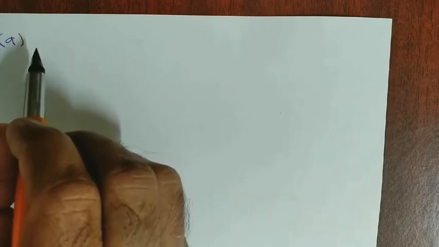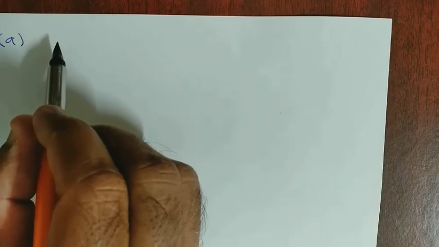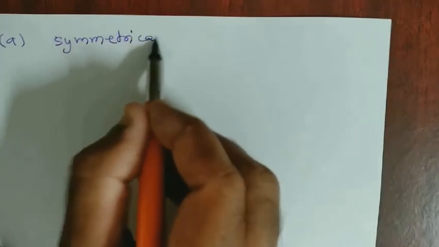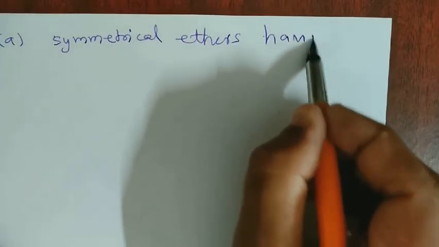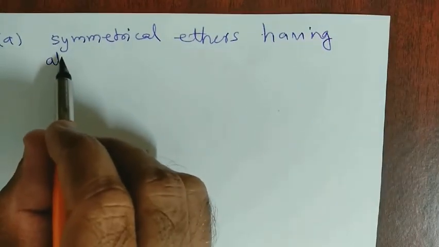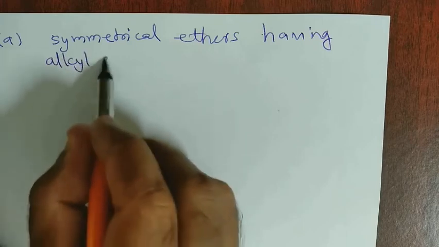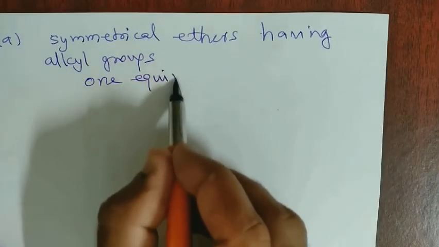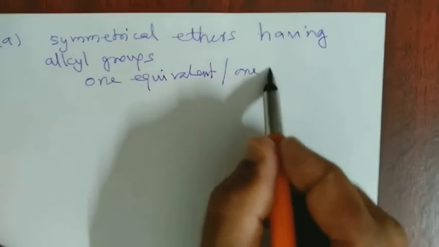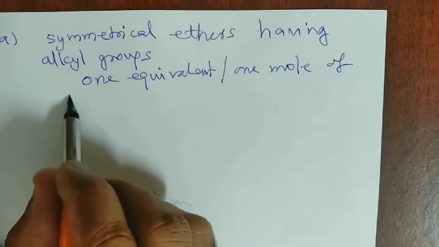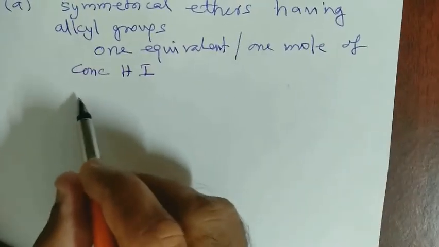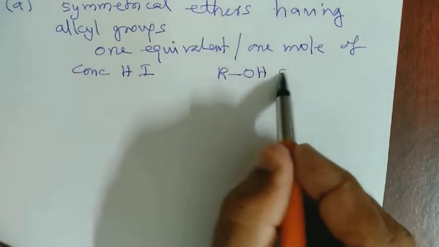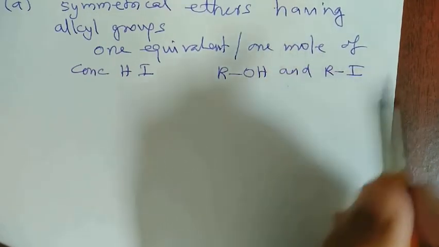Symmetrical ethers having alkyl groups bonded to the oxygen atom, on treating with one equivalent, or 1 mole, of concentrated HI, give a mixture of alcohol and alkyl iodide. Alcohol and alkyl iodide are obtained.